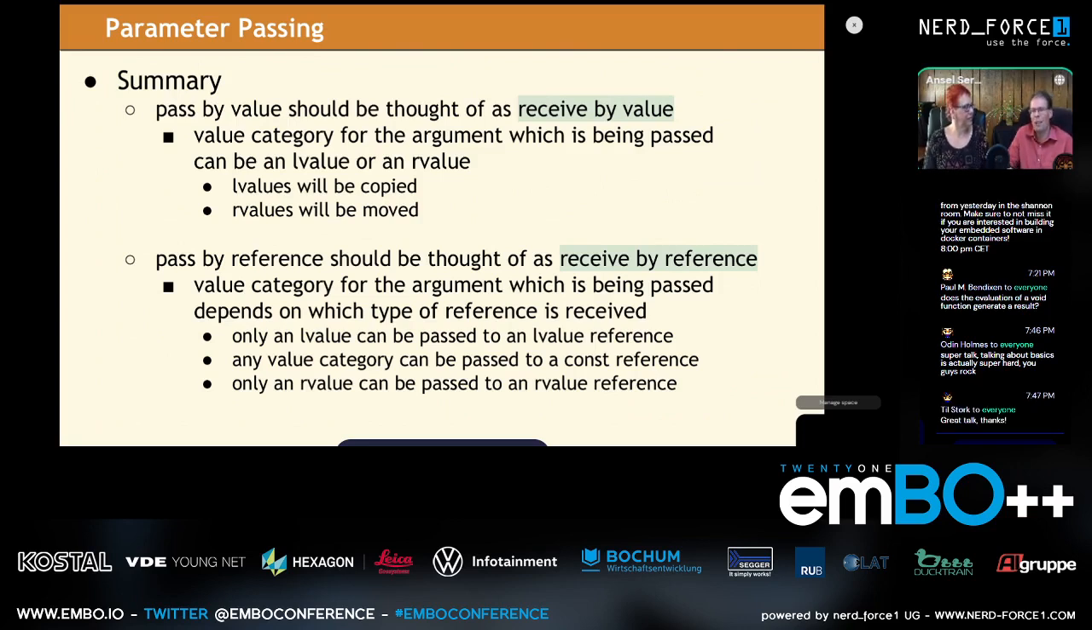You must pass something to me that is an L value because I will be modifying it and you should look at the result. And receiving by R value means you must pass something to me that you are finished using because I will modify it in some way and damage it, and you shouldn't ever look at it again.